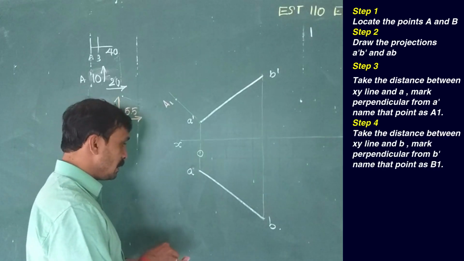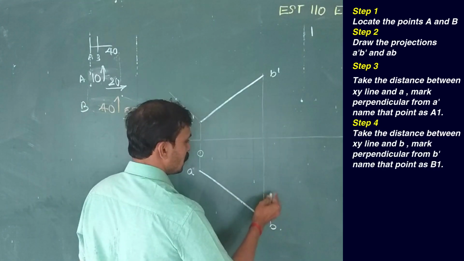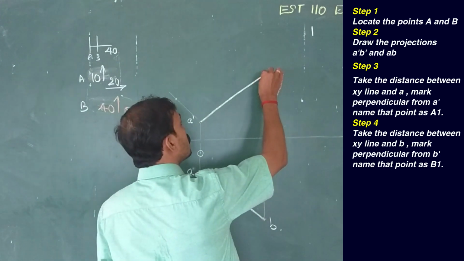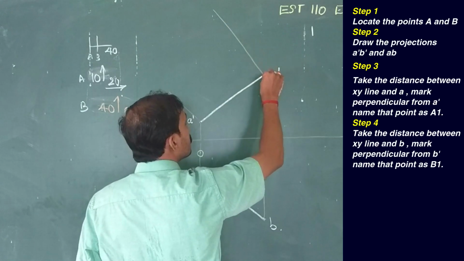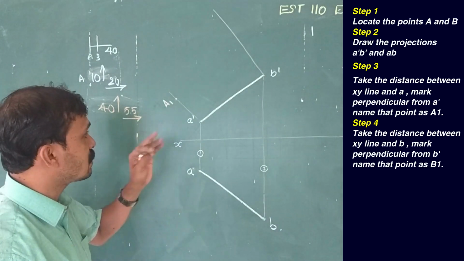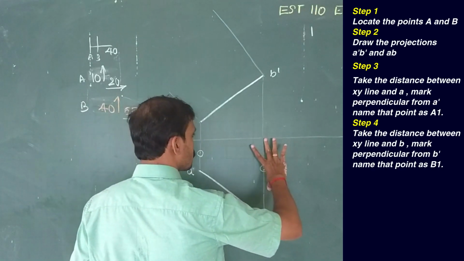Similarly, select the distance between XY and B, that is this distance. Draw a perpendicular to A dash B dash at B dash. Take this much distance.